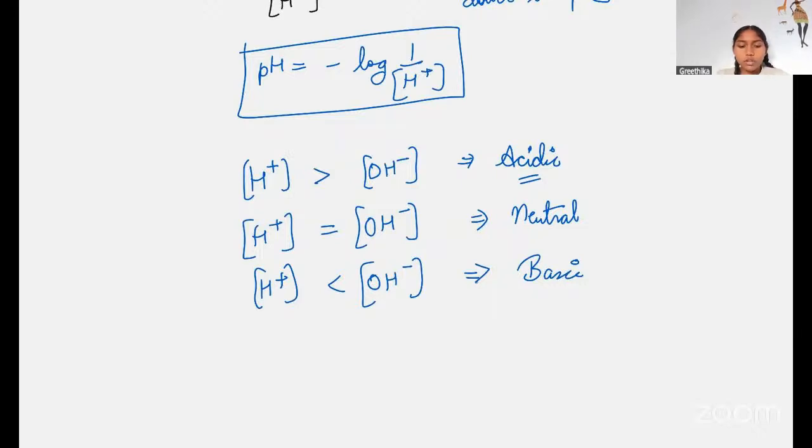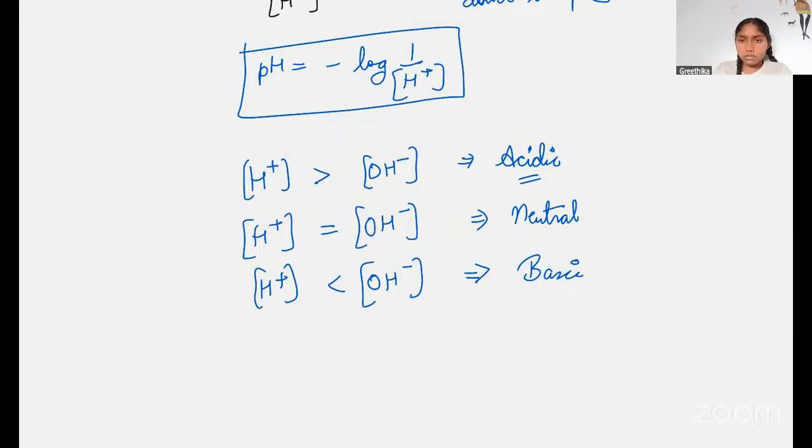Sir, which one do we call hydronium, H plus ions or H3O plus ions? H3O plus is called hydronium. H plus ion is called hydrogen ion. H3O plus is called the hydronium ion. It is formed when the H plus which is released reacts with water to make H3O plus, the hydronium ion.